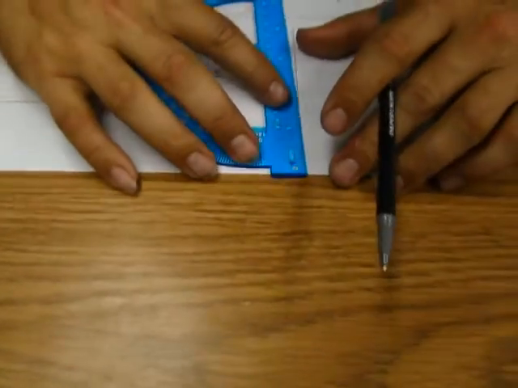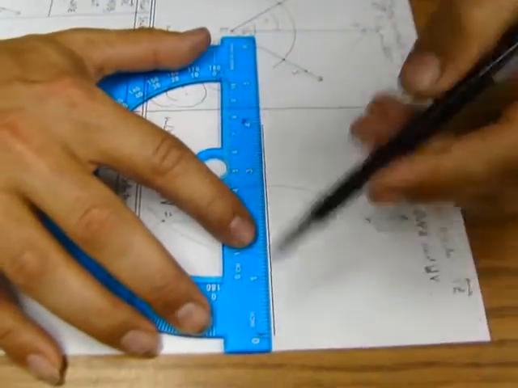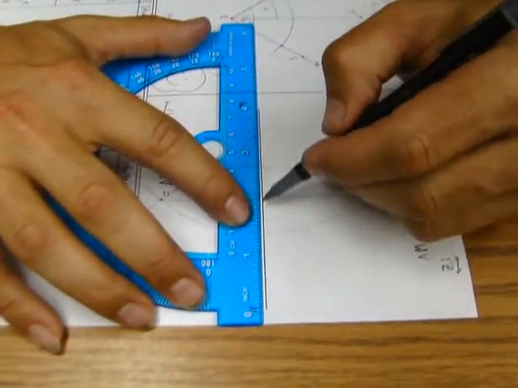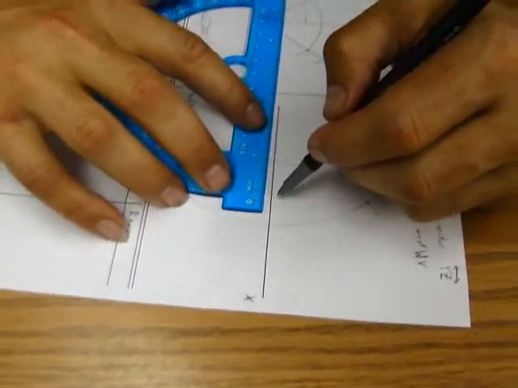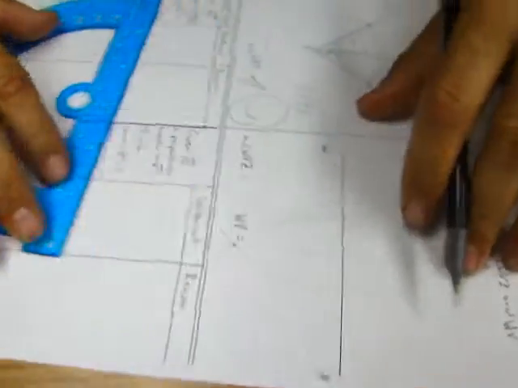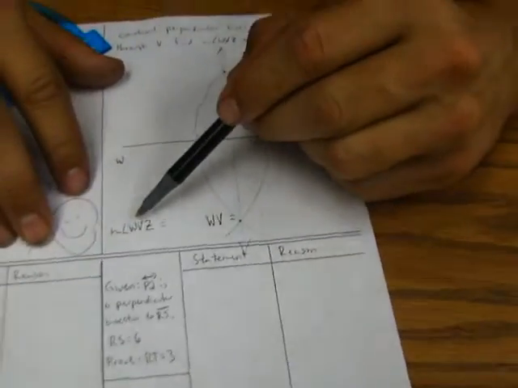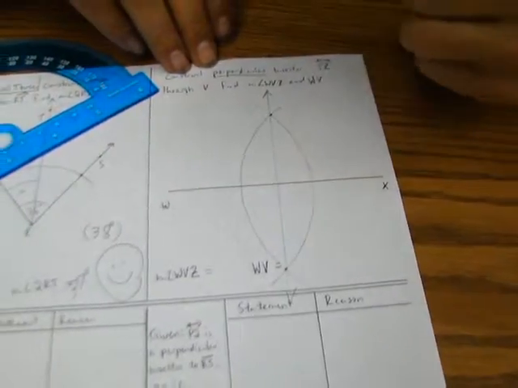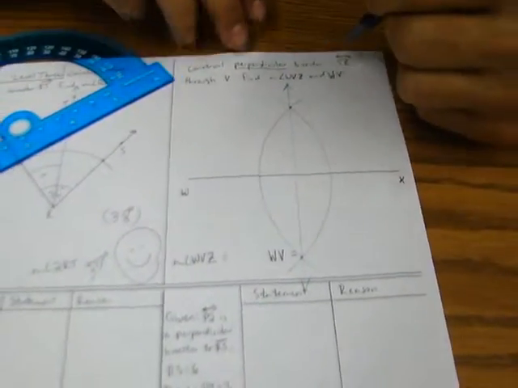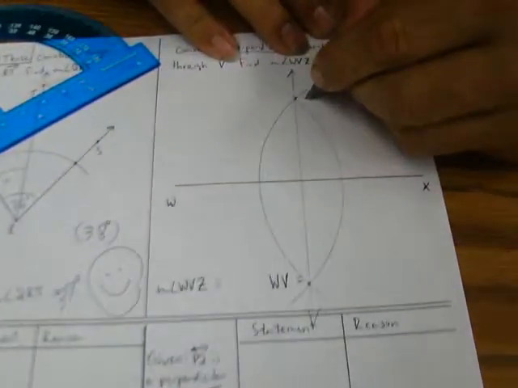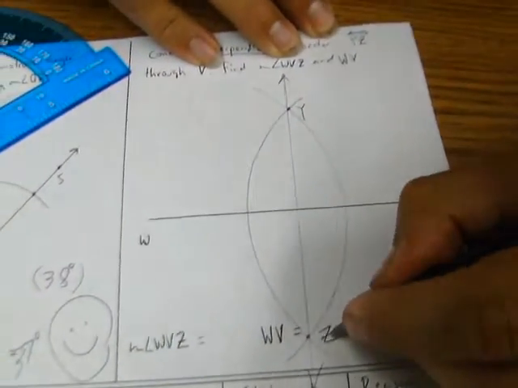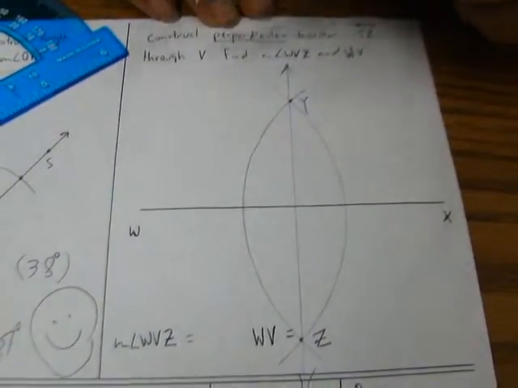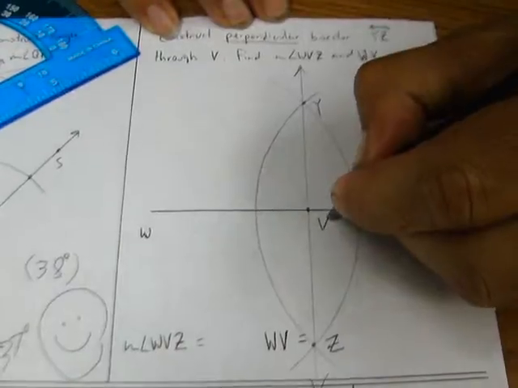So let's see here. My original segment is 4 inches long. So my new segment needs to be 2 inches long. And it is. 2 inches and 2 inches. And my angle, my WVZ, needs to be 90 degrees because it's a perpendicular bisector. Alright, so the name of this has to be YZ. So I'm going to call this point Y and this point Z. And it goes through V. So V is this point here.